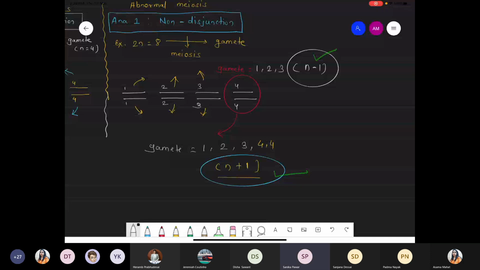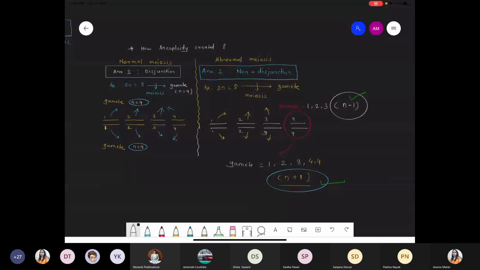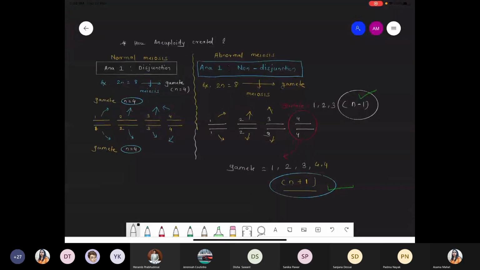Ma'am, please show the normal meiosis part. Exactly. You can take the screenshot also. It's very easy actually. It's an unequal segregation of chromosomes during anaphase 1. It totally depends on that. Done?